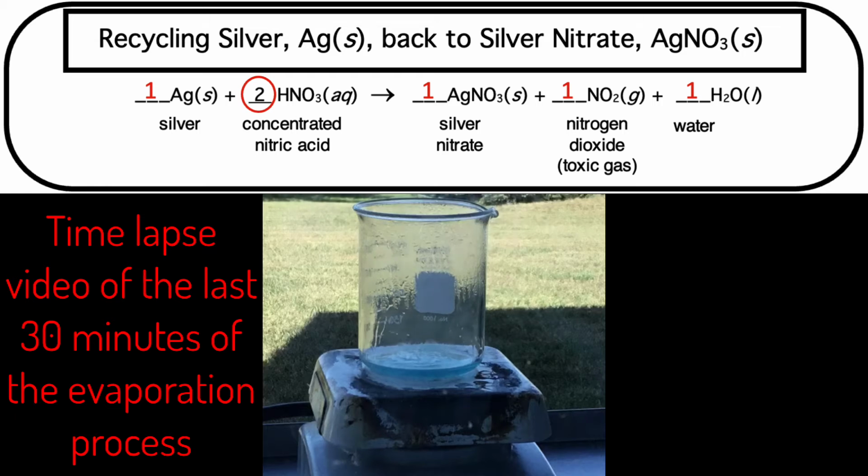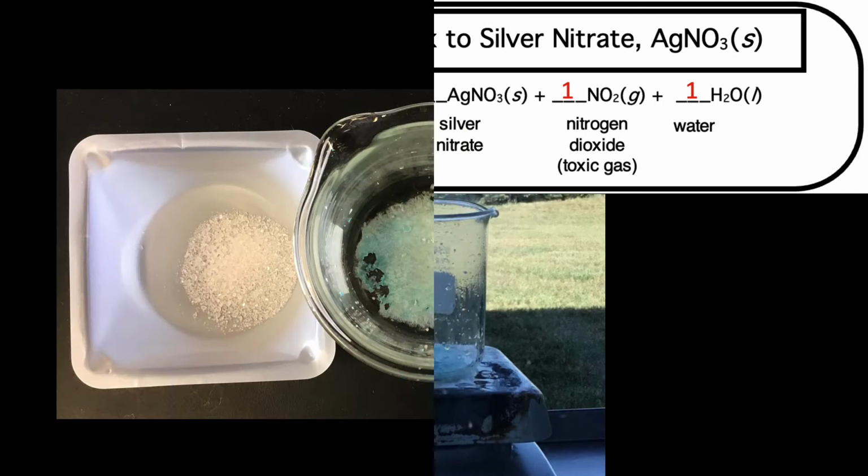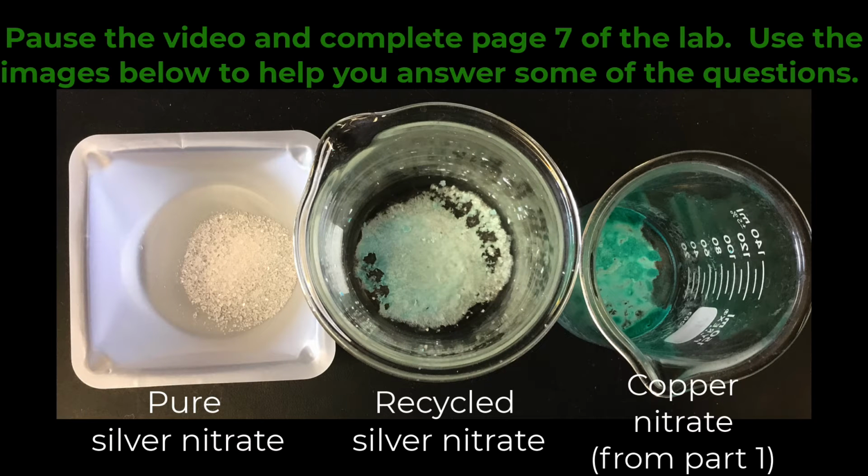As we get close to evaporating off all of the water, you'll notice that there is a blue tint to the solution. That is still from some leftover copper impurities from part 1 of the lab. At this time, you need to pause the video and complete page 7 of the lab. This picture should help you.